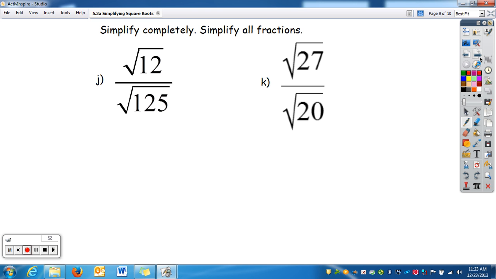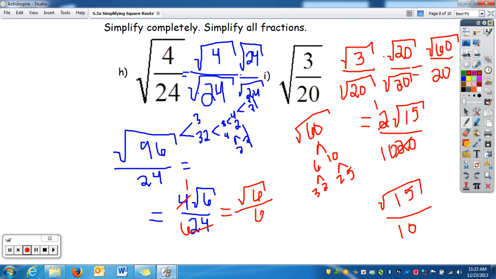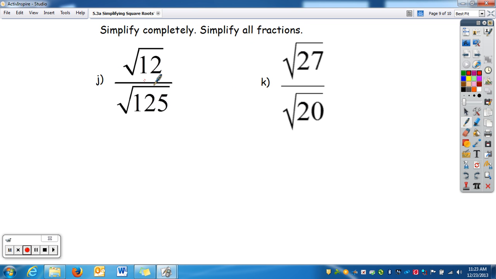I'm going to stop there because these two are very similar if you want to practice them on your own. But I think if you know these two examples, all these are is instead of one fraction, they're now here, so you multiply by root 25 top and bottom, root 20 top and bottom, and then simplify.